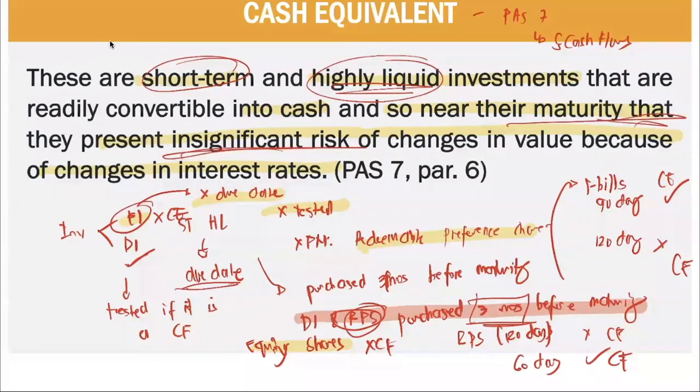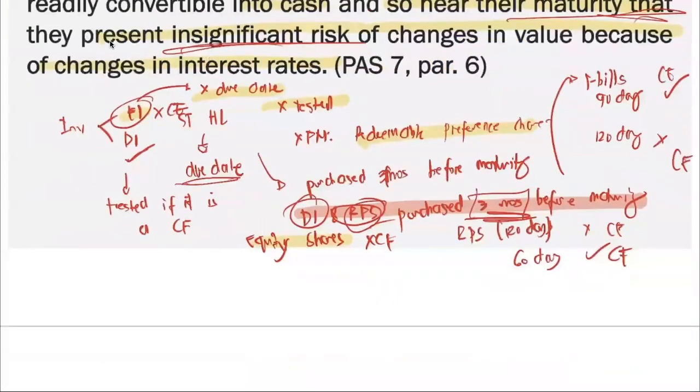So within 3 months, it is presumed that there is not much of a risk as to the changes of value. So that's why we use the 3 months rule. So that debt instrument and redeemable preference share purchased 3 months before maturity is a cash equivalent. Okay? So yun yung mga kailangan yung tandaan dito. Debt instrument and redeemable preference share, 3 months.